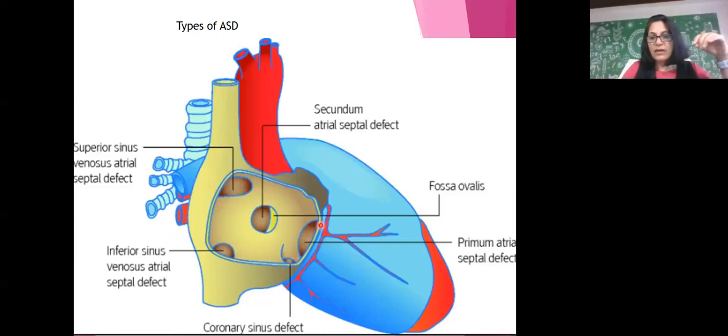Now you look here, this one which is right near the mitral valve and tricuspid valve, that is your primum ASD, or what we call partial AV canal, and it's right near the valve. So that's the one that has the problem also with the valve. You can get a cleft mitral valve with regurgitation. So these are the types of ASDs. Basically secundum is most common, then primum, then sinus venosus, and lastly, very rarely, your unroofed coronary sinus or coronary sinus ASD.